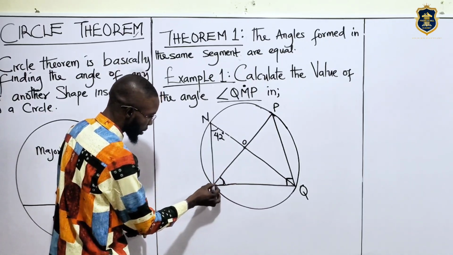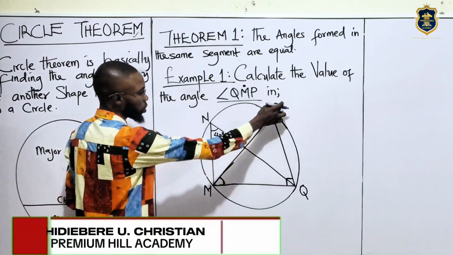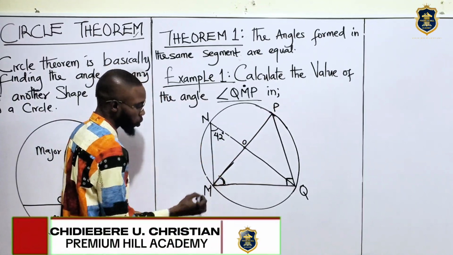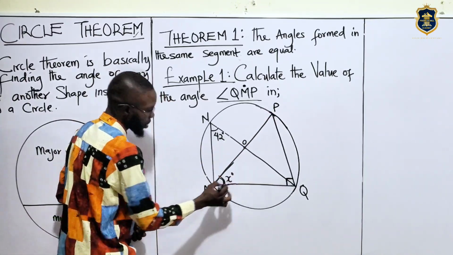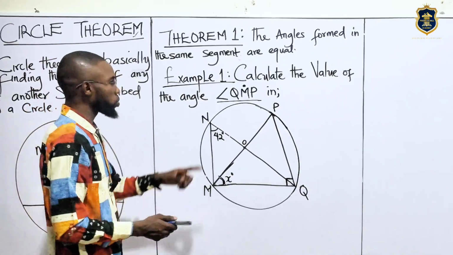It is forming like this, right? So this is the middle angle that we are looking for. Let's call the middle angle X degrees, for instance, because we don't know it, and that's what they ask us to calculate, right? Remember we said something from the first theorem.